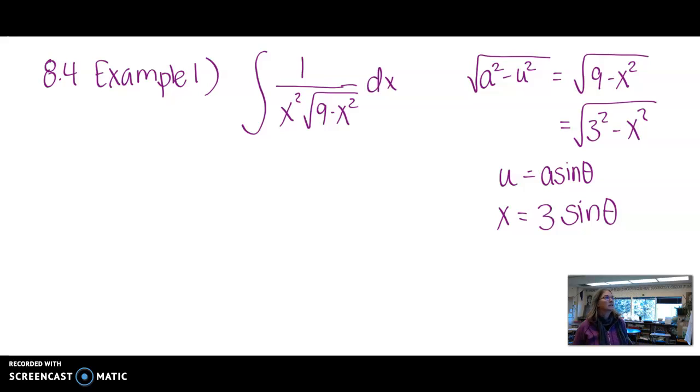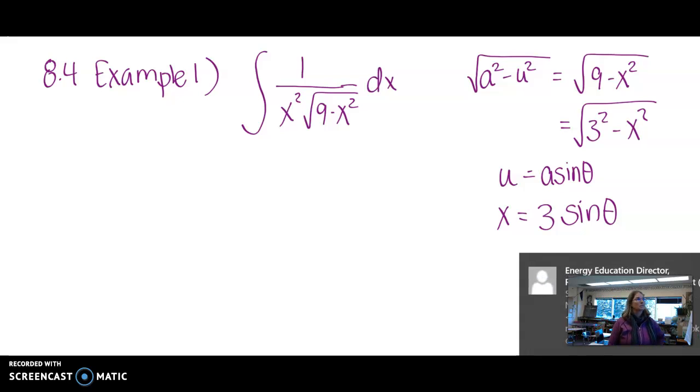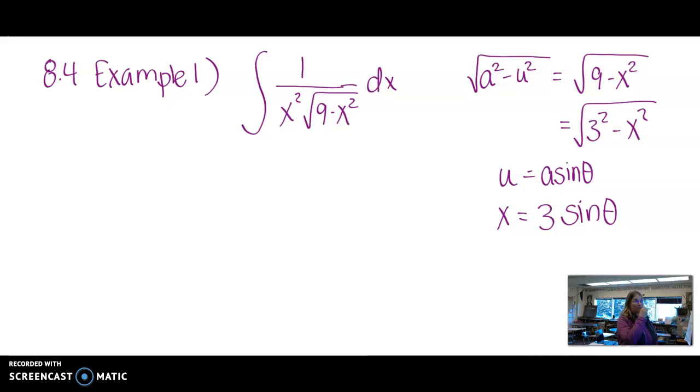Example 1, write it down and do it with me. You have 1 divided by x squared times the square root of 9 minus x squared. So this is what you're looking for. You've got the square root and you've got 9 minus x squared. It doesn't fit our arcsine quite because of that x squared in front. So that's when you're going to want to use this trig substitution.